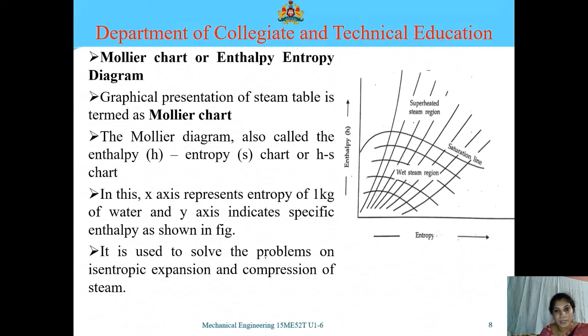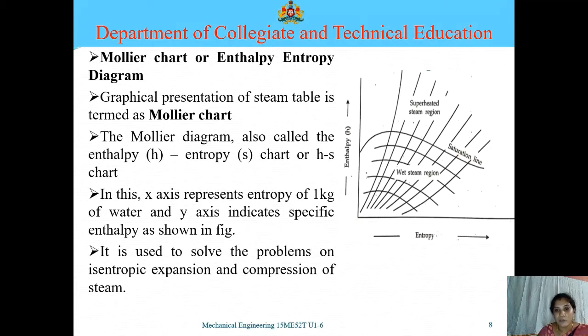So what do you mean by steam table? The steam table is one where all the proper values of properties of steam were tabulated, right? So in this, the values of the properties have been plotted. What we have done, we have plotted in the graph. So that is the difference between a steam table and a Mollier chart. In the steam table, the values of properties were tabulated. In the Mollier chart, it has been plotted.